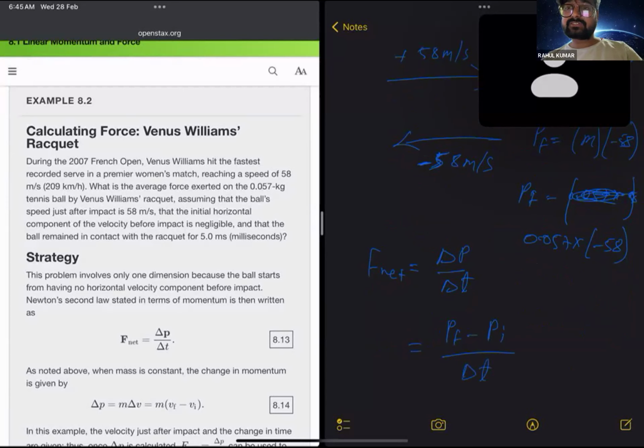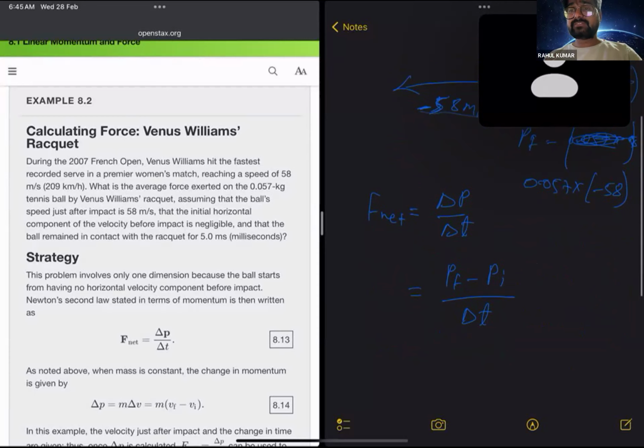Remember, this is not the overall time. This is the time in which the momentum had changed. From the question, do you have the time in which the momentum was changing? 5 milliseconds. So you have in the denominator 5 milliseconds, 5 into 10 to the power minus 3.